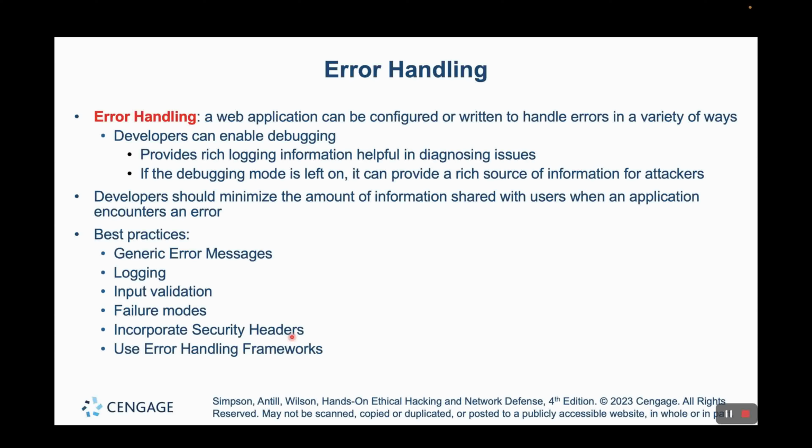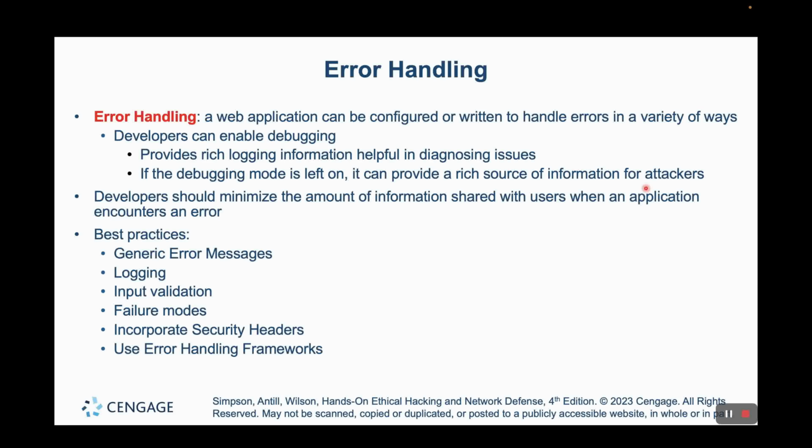Now, error handling. A web application can be configured or written to handle errors in a variety of ways. Developers can enable debugging simply because it provides them with rich logging information to help them diagnose issues. However, the problem is, if debugging mode is left on, which I've seen before, it can provide rich source information for attackers, like what type of database server they're running and which table produced an error.